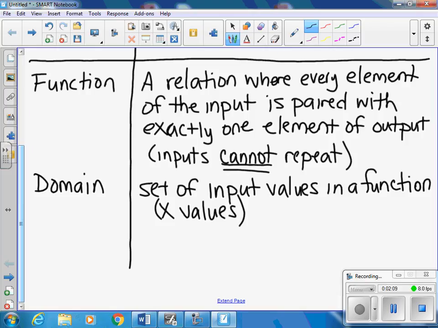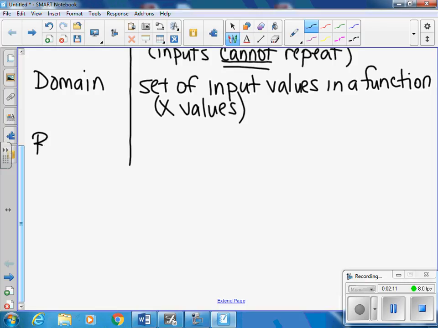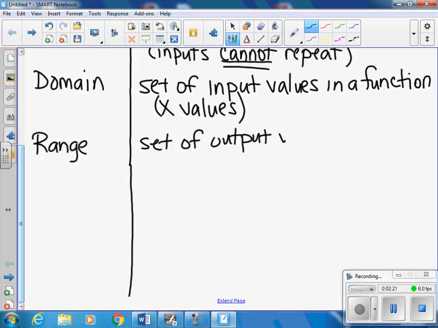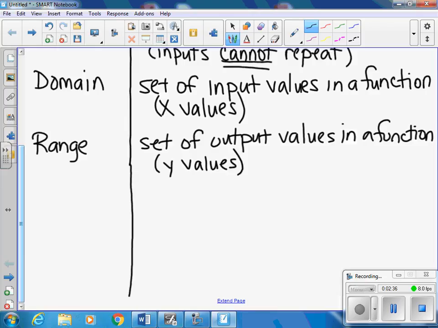The other word that is always hand in hand with domain is the word range. When we're talking about range, we're talking about a set of output values in a function. And if you remember your synonyms for output and range, the y values are part of that list. So anytime you're looking for the range, you're looking for the y values that are present.